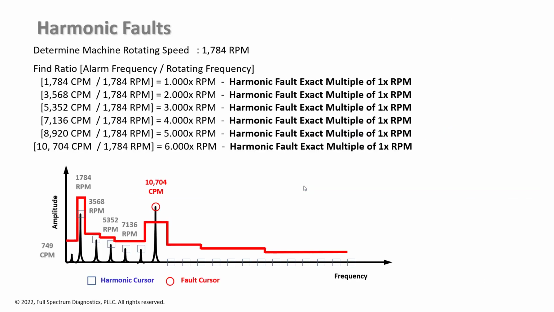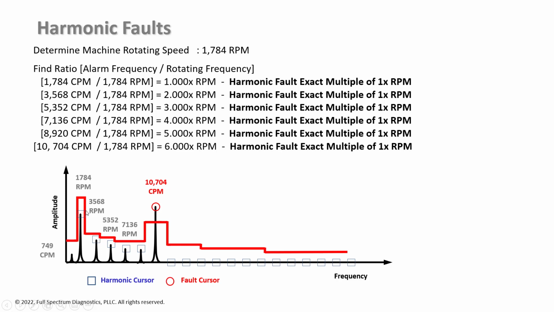We put our cursor on each one of these peaks. So I put my cursor on 1784. I divide it by turning speed, which is also 1784. That's my 1 times RPM. So that's turning speed. So it's a first multiple.